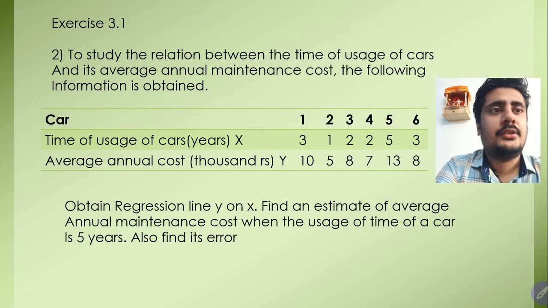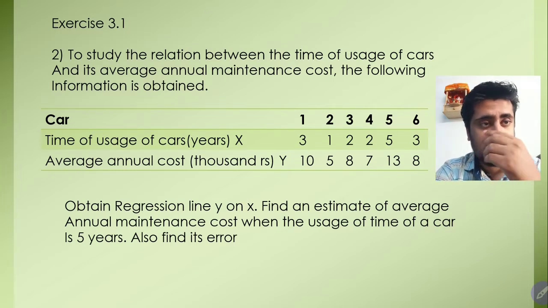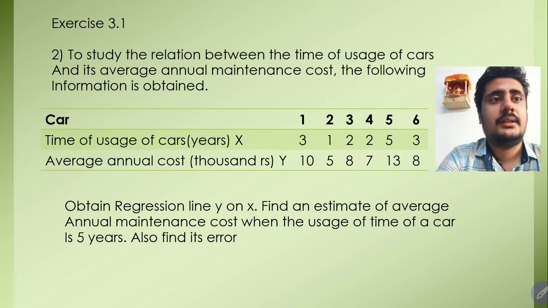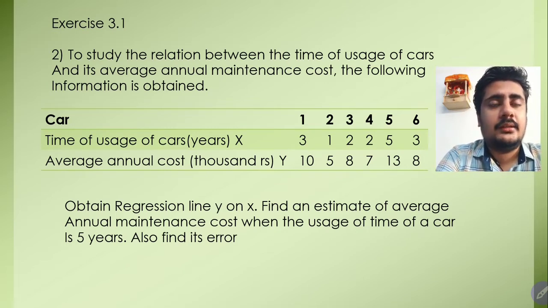We have done illustration number 2 from textbook. The same sum is in 3.1 second. Okay, I have given you the homework, but then also I would like to discuss it here. If you have any doubt, then you can see here. To study the relation between the time of the usage of cars and its average cost, the following information is obtained. Cars 1, 2, 3, 4, 5, 6, time is x and average annual cost is y.